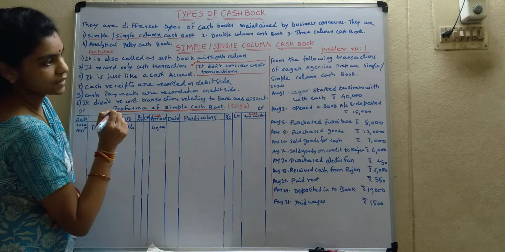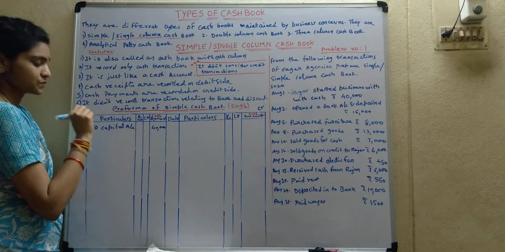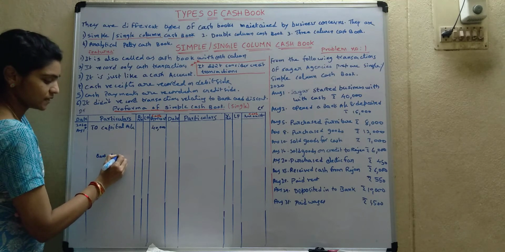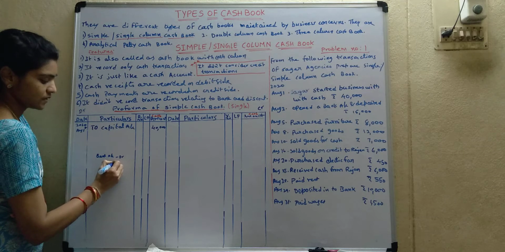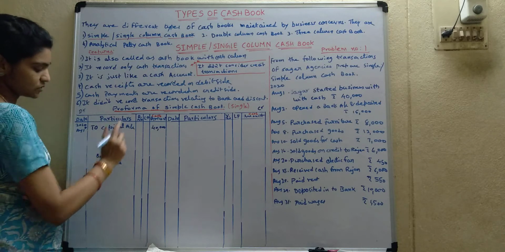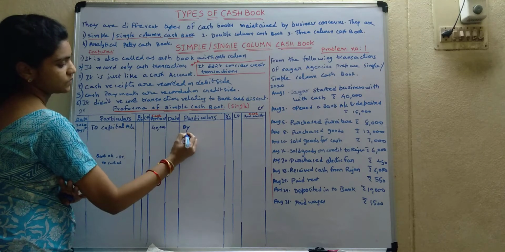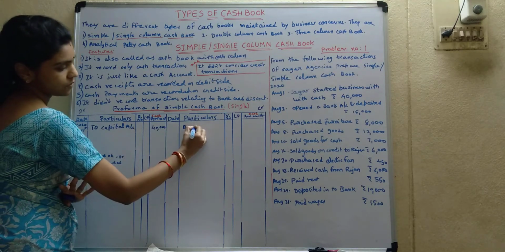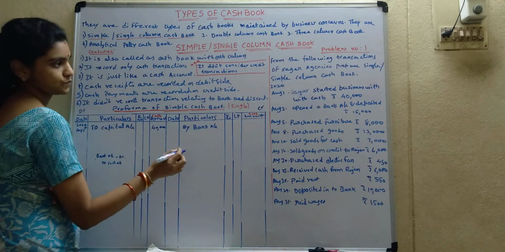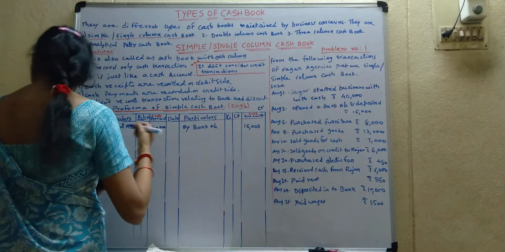Opened a bank account and deposited rupees 15,000. Then what's the entry? Bank account debit to cash account. Now this is the cash book, so we have to write the debit account name by. Here the debit account is bank, so by bank account. What's the amount? 15,000.